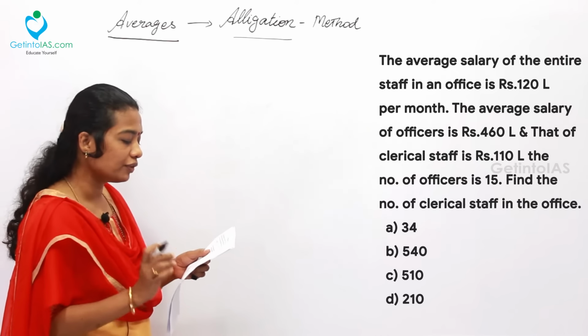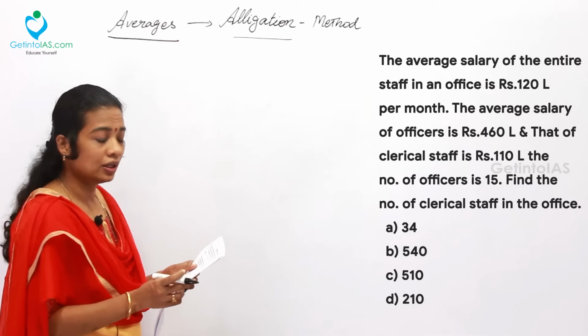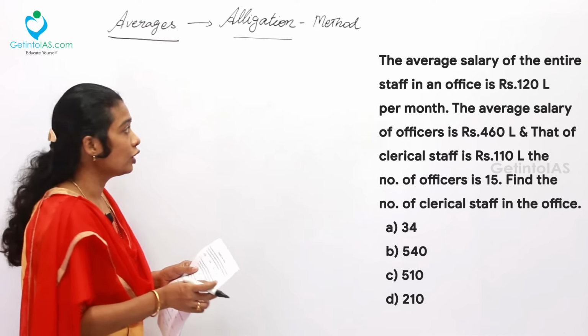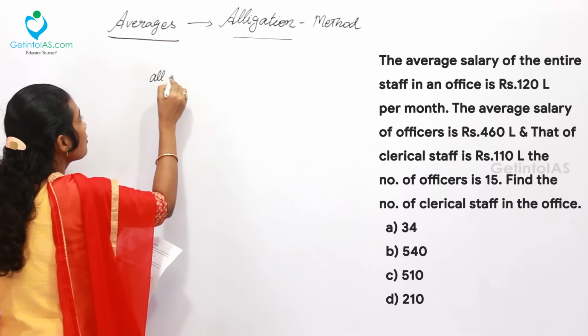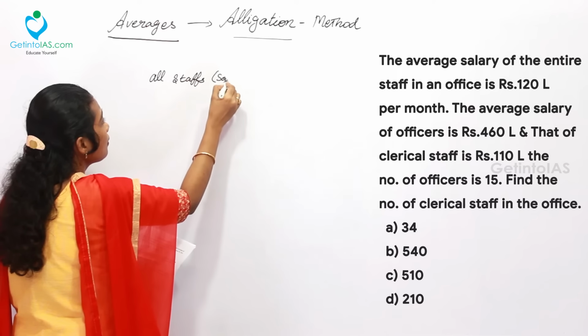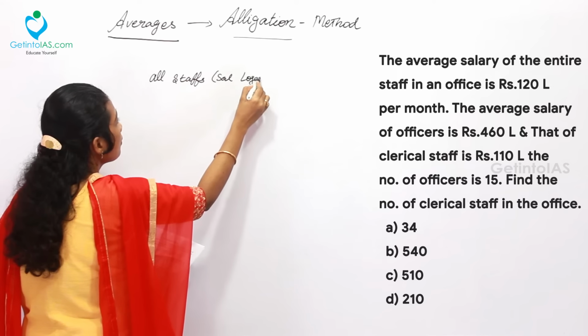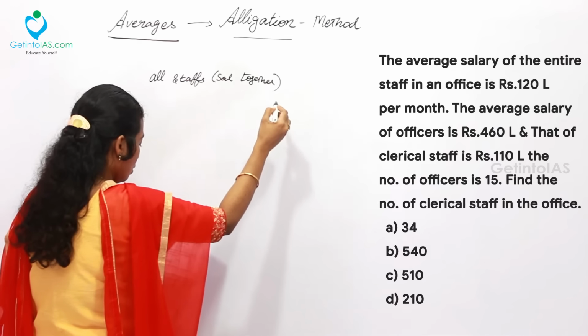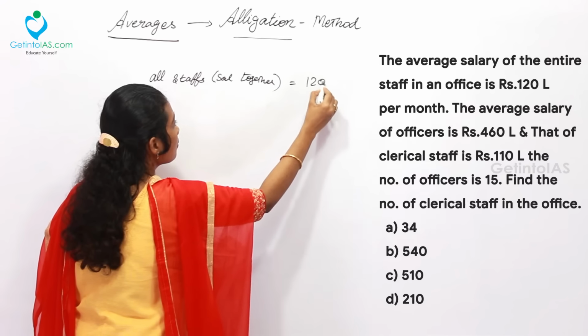The average salary of the entire staff in an office is 120 lakh per month. So all staff, their salary together will become 120 lakh per month.